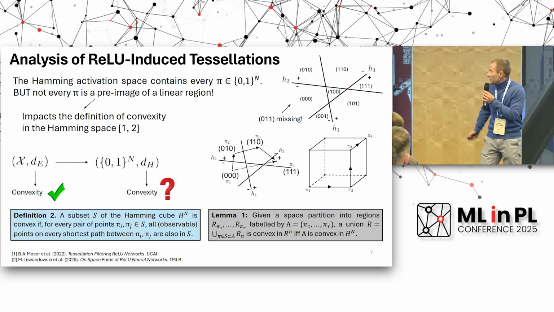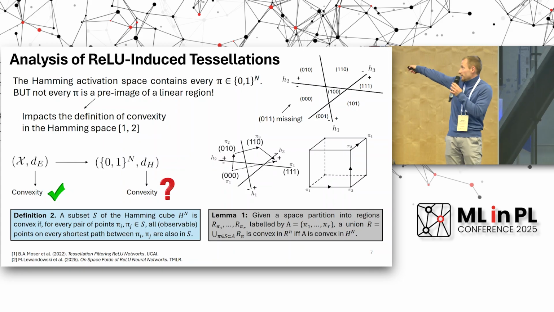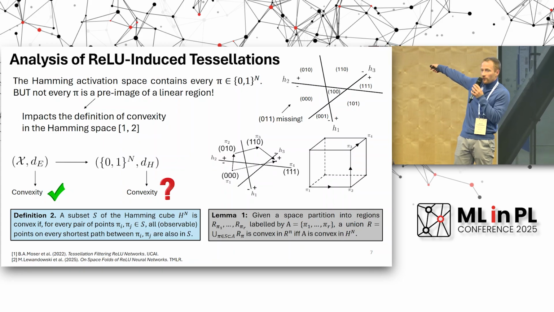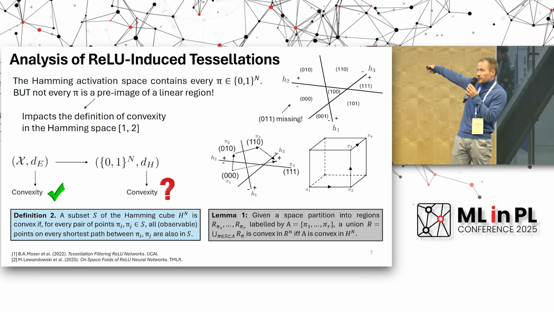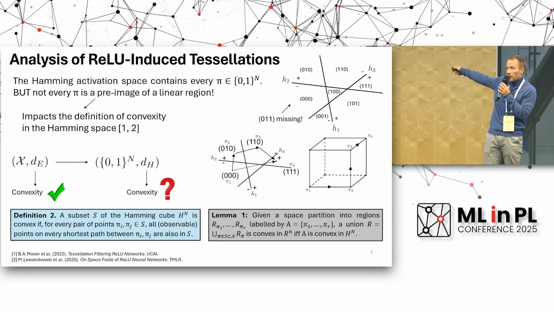Now, what does it mean? It means that in our simple tessellation, three hyperplanes, if we were to walk from activation pattern pi1 to pi4, there are two shortest paths. One traverses the upper regions and one traverses the lower regions. And it can be thought of as traversing the nodes of a high-dimensional hypercube.